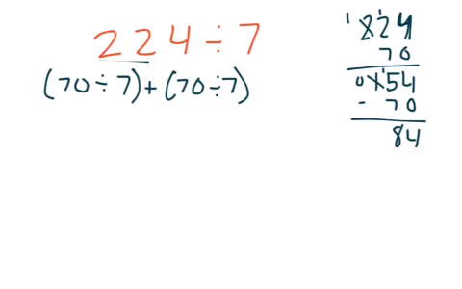Alright, I still don't know, so I'm just going to do 70 again. I have to go back over and I have to subtract. And now I'm left with 14. Okay, I know that fact. I'm going to change colors just so it doesn't blend in.